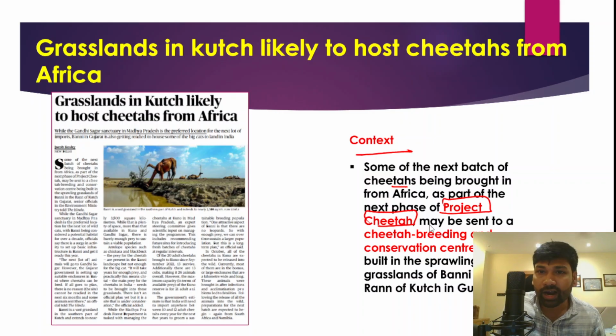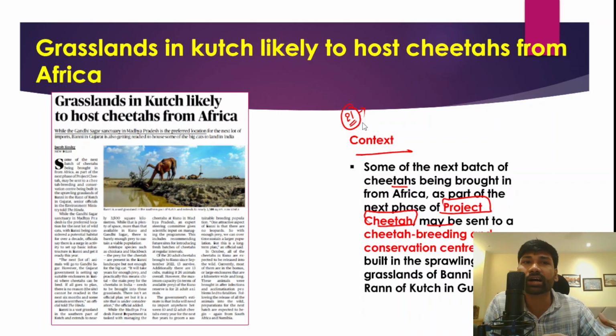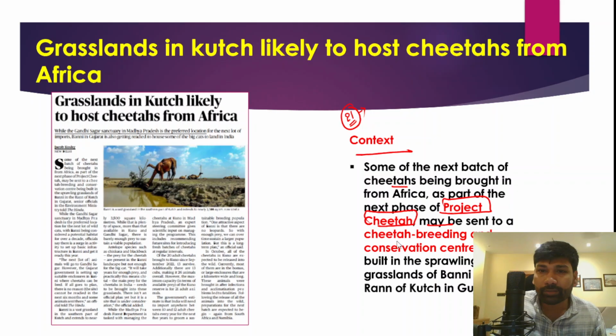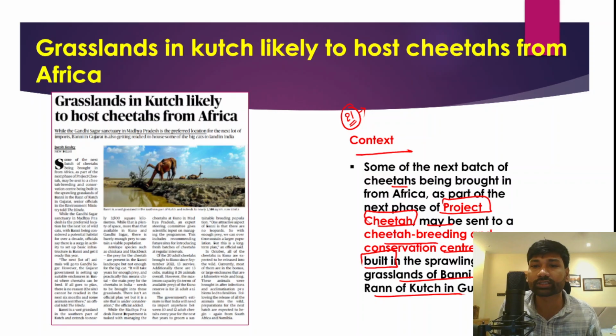As part of this cheetah introduction program, Kuno Palpur has already reached a saturation point, because it is held that 21 cheetahs is the saturation of Kuno Palpur National Park. Therefore India has been looking for alternative national parks or habitats so that we could introduce more and more cheetahs into India in a phased manner from African countries. They may be sent to the cheetah breeding and conservation center being built in the sprawling grasslands of Banni in the Rann of Kutch, Gujarat.